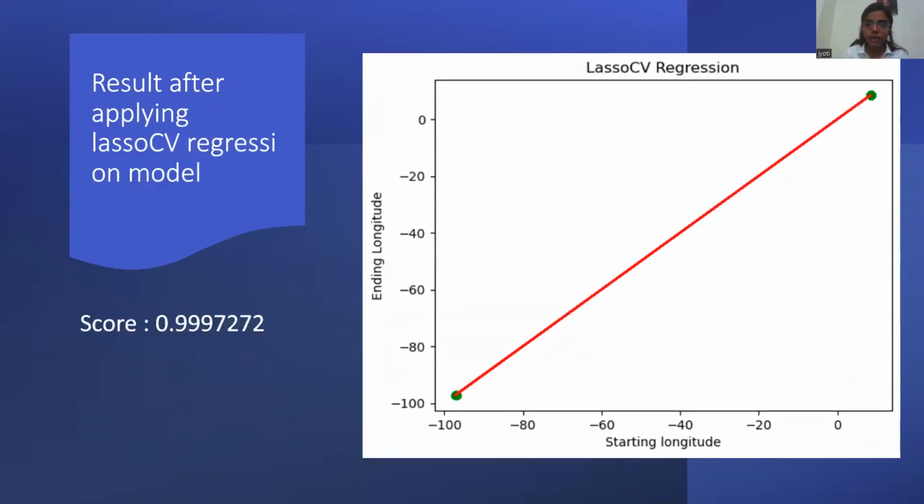After that, I have used lasso CV regression, and this is a graph of lasso CV regression. Here we are getting the same line, because I have already said that the data was not large. That's why there is no variation in the graph, and its accuracy is 0.997272.